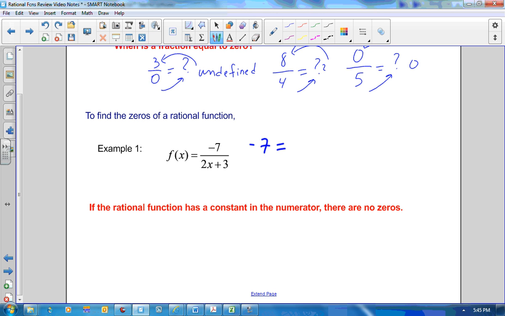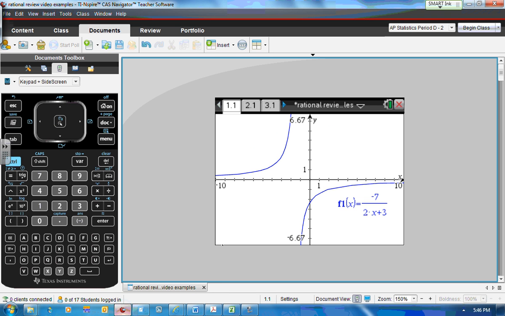When will negative 7 equal 0? Well, the answer is never. So if I have a constant in my numerator, then there are no zeros. I'm sorry, if I have a constant in my numerator, there are no x-intercepts for the rational function. Let's take a look at that. And I can see by the graph here that the graph never crosses the x-axis.